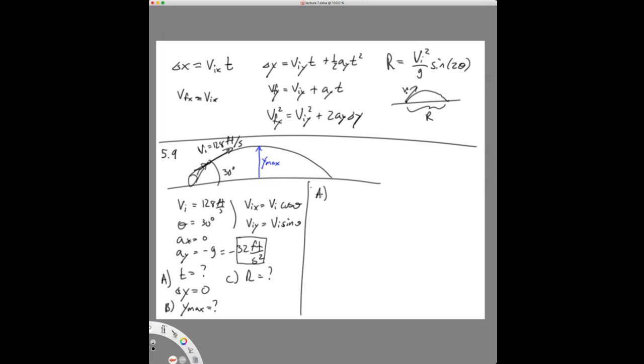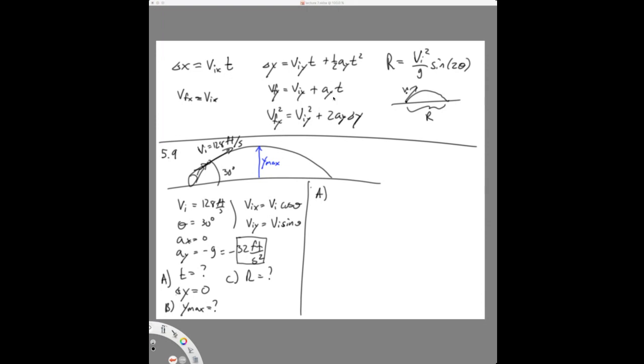Any questions about the setup? No questions? Okay, so we want to find time, and we want to find the time when delta Y equals 0. So let's look up here at our equations for time. One of them involves us knowing the range. Now that would be a valid strategy if we solved part C first and got the range and then solved for time. Totally reasonable.